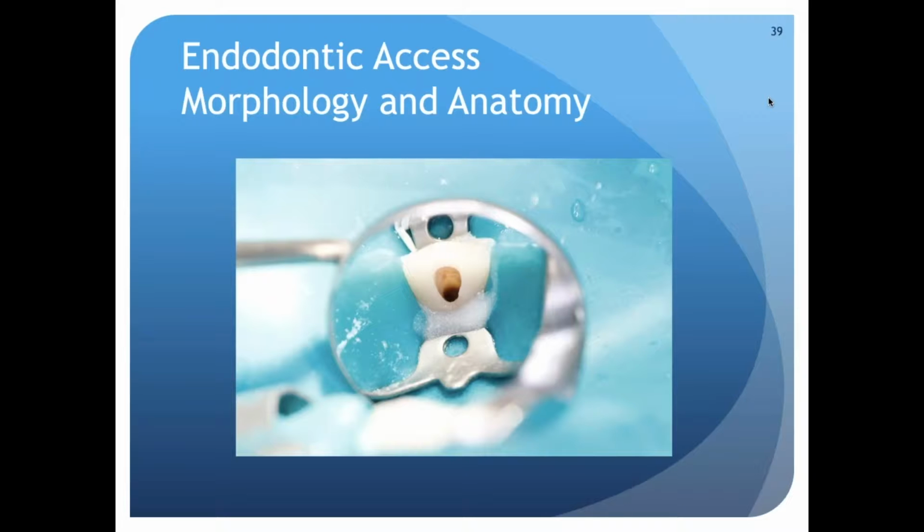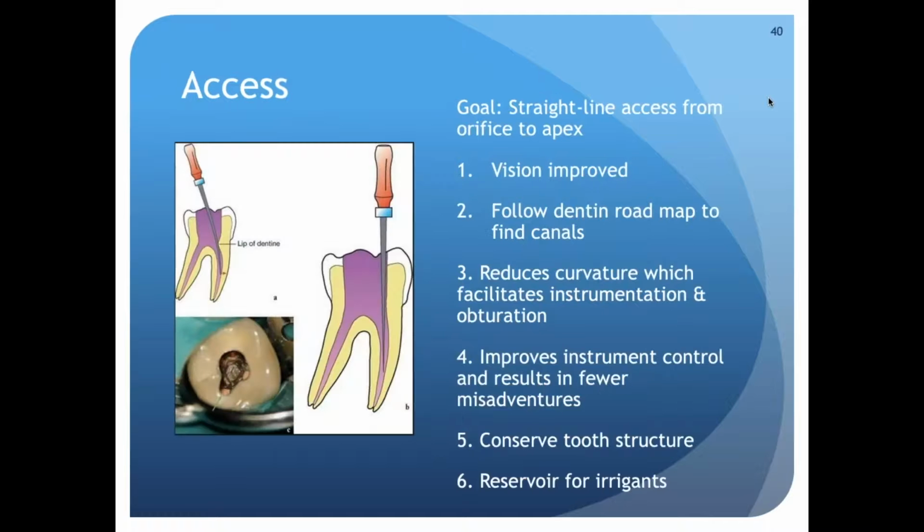So let's talk about access and then morphology and anatomy. So access. So what is the goal of access? So we want to get straight line access from the orifice in the coronal aspect all the way to the apex. And there's some reasons for this. So number one, if we have good straight line access, we can see all the way down, we have good vision, and we can find all of our orifices. And it allows us to see our dentin roadmap, which I'll talk about later, and find all of our canals.